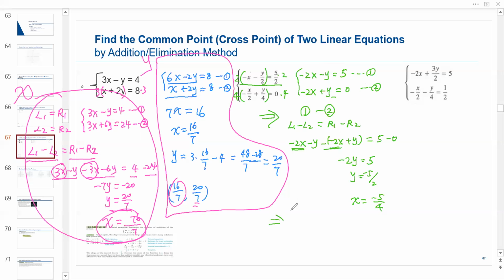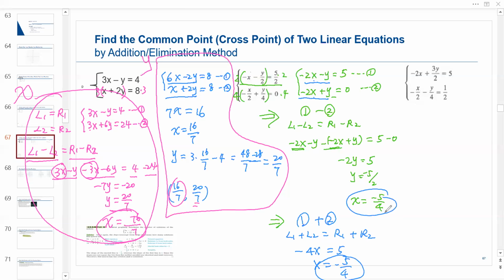What about the second method? We can make y disappear. If we make y disappear, we just do 1 plus 2, the first equation plus the second equation. So left 1 plus left 2 equals right 1 plus right 2. The left part becomes negative 4x. What about the right? It's 5. So x equals negative 5 over 4. See, the same results. They match up. So you should also have y equal negative 5 over 2.